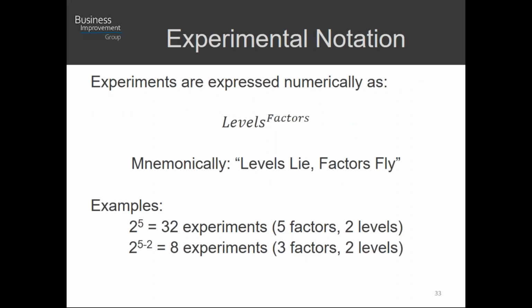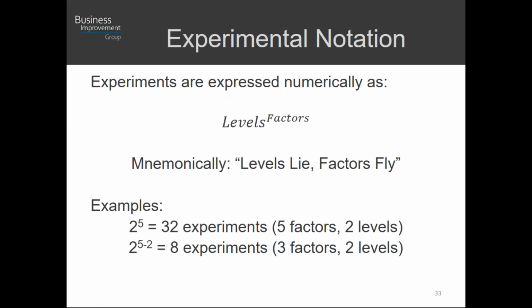This is experimental notation of factorial designs. We have levels raised to the power of the number of factors. Mnemonically, we like to say levels lie, factors fly. And this tells you how many experiments you might need. For an example, if I have 5 factors at 2 different levels, and generally we'll be running 2-level factorials, 2 to the 5 means 32 different experiments, okay? And that's why I said before, if you have 5 or more, you may want to consider something else because it quickly grows to be a significant number of experiments.